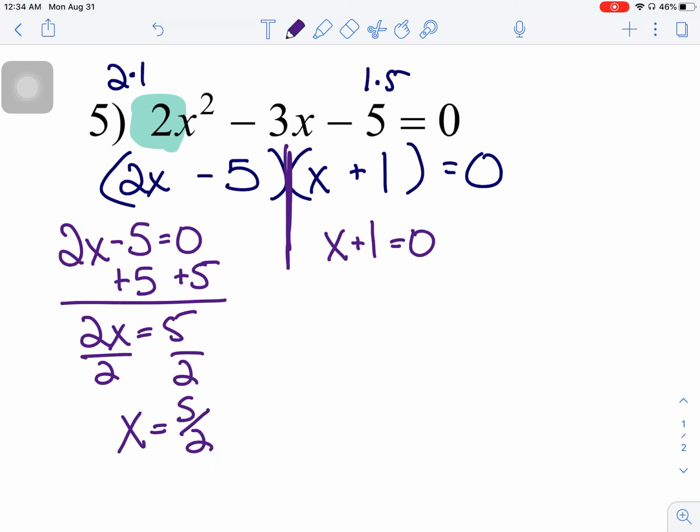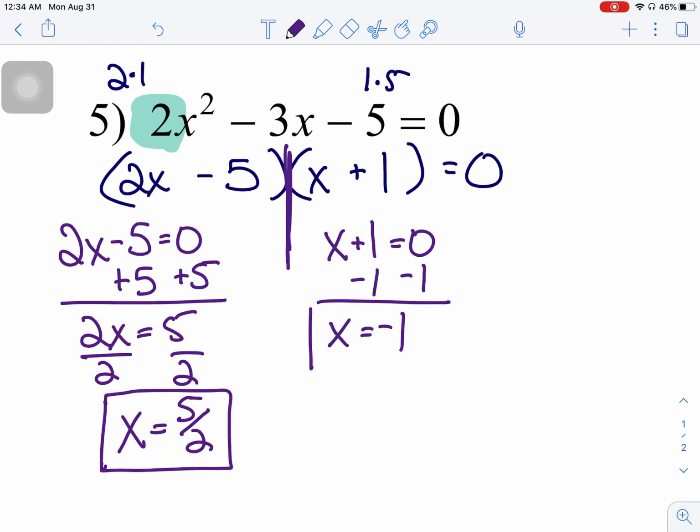Fractional answers are absolutely okay. In fact, my preference is to leave them as fractional answers. So 5 over 2 is one value for x. And if I solve my other little equation here, I will get x is equal to negative 1. Please make sure, again, that you're looking for both of your answers, okay?